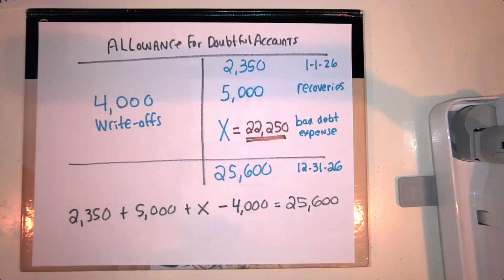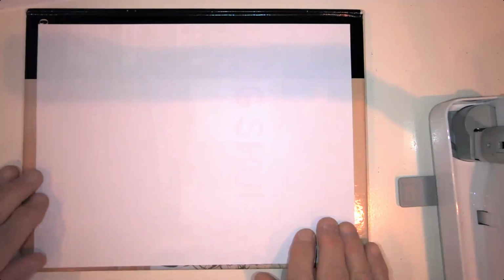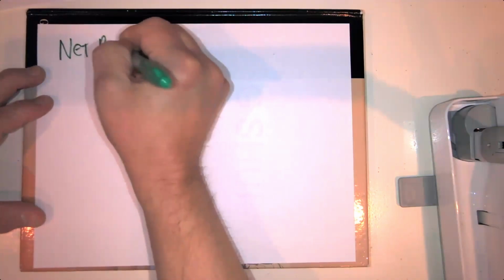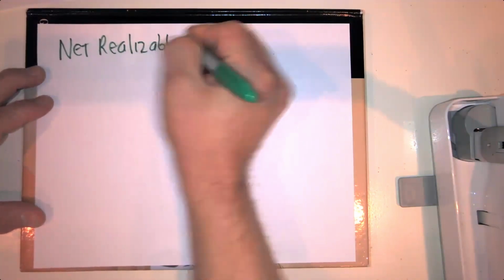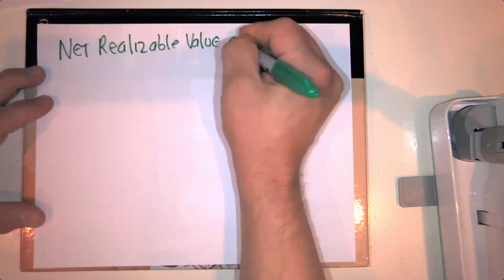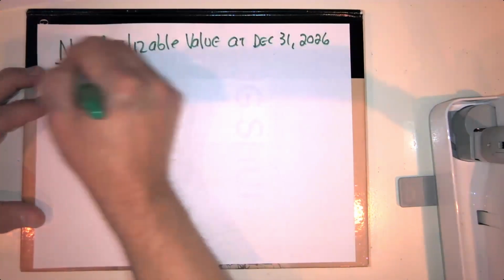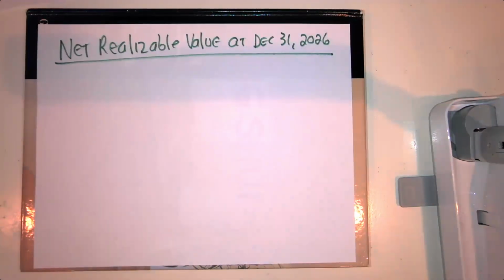Requirement D, still using the aging method, wants us to calculate the NRV, the net realizable value of the accounts receivable at December 31st, 2026. Can a new volunteer give me the numbers? How are you going to come up with your NRV?